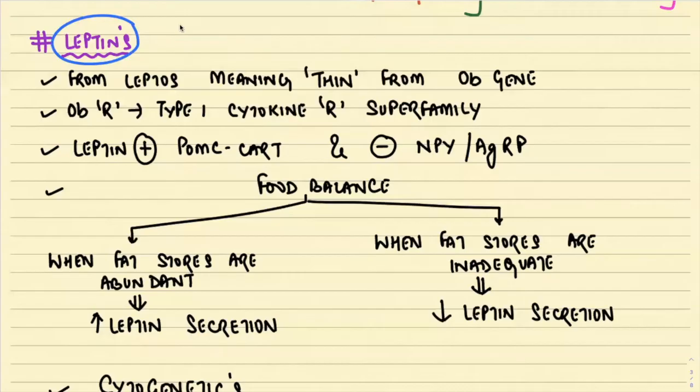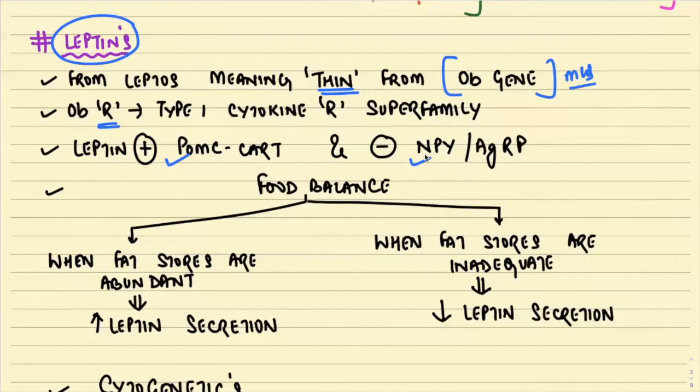So understand this. Again, MCQs will come. All of the following is true regarding leptins, except: the term leptin basically means thin, and it is synthesized from the OB gene. The OB receptor is a type 1 cytokine receptor superfamily. Now, leptin is going to stimulate the POMC CART pathway, and it is going to inhibit the NPY-AGRP pathway. So, what is the end result of leptin activity if excessive leptin is released? Tell me, what is going to happen?